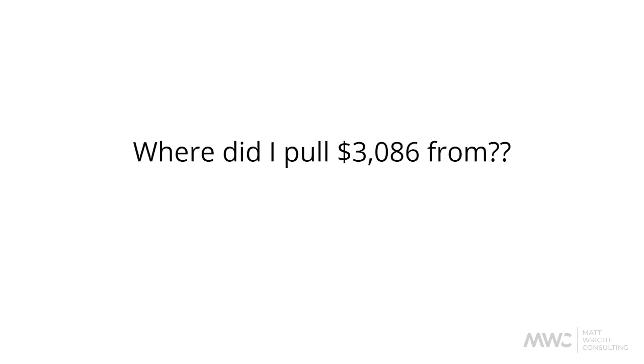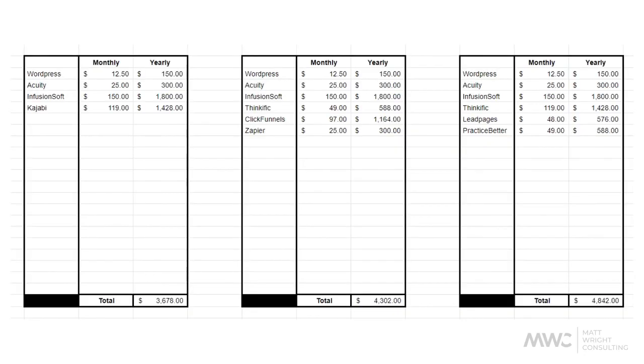I'll show you why. But first, where did I pull $3,886 from? I changed that number from the beginning because I messed up. But I sat down and I graphed all this stuff out. I said, here are the setups that most people are using. They're either using WordPress and Acuity and Infusionsoft and Kajabi, let's say.